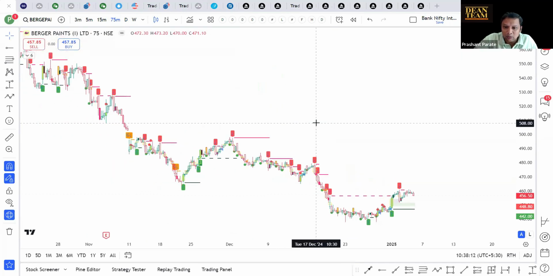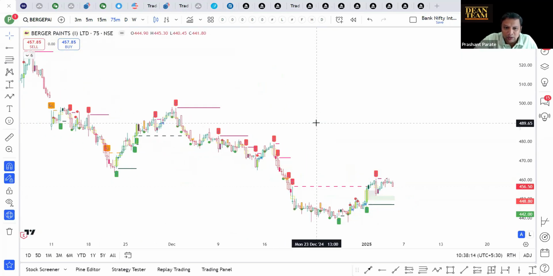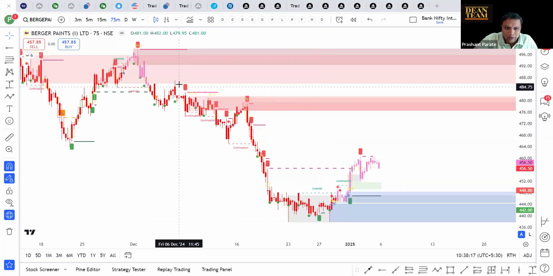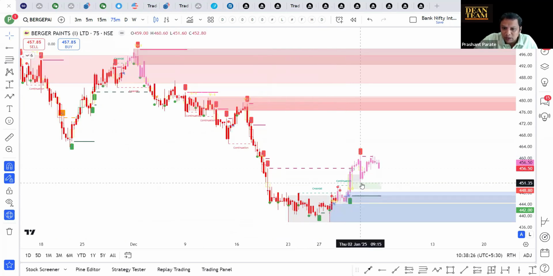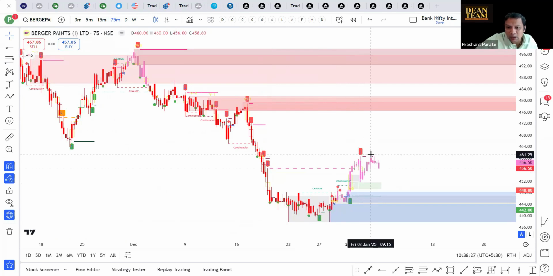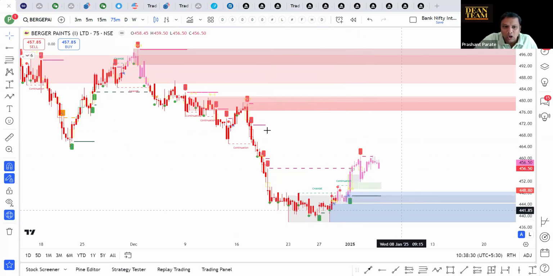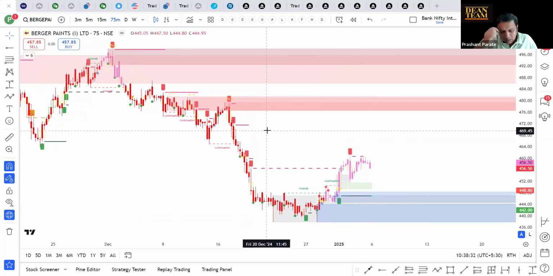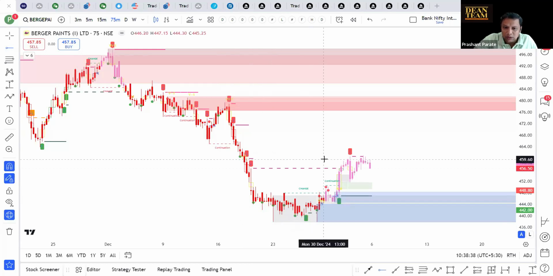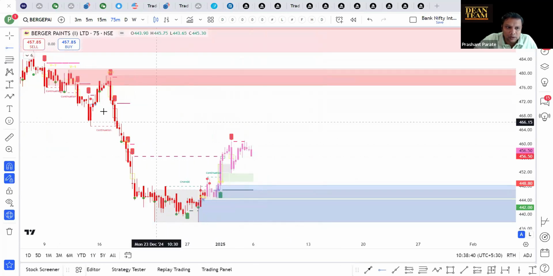So weekly chart was showing us weakness and downtrend. 75 is also showing downtrend. Some buying force is appearing and it has broken above this, but again selling force started. High of selling force candle is broken. So on 75-minute chart, neither the bulls are very strong nor the bears are very strong. This will be my last time frame to do analysis on this stock.